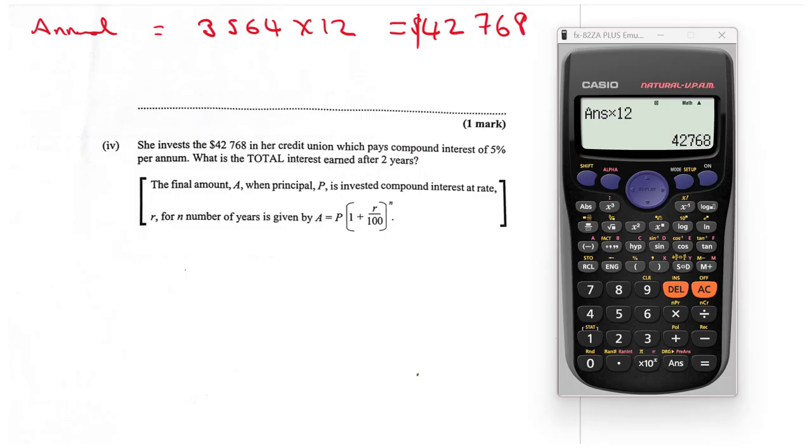So the examiner gave us the compound interest formula. We know that P is 42,768. R is 5%, and N is 2 years. So we're going to enter this in our formula. So this is A after 2 years. So let's put 2 years.